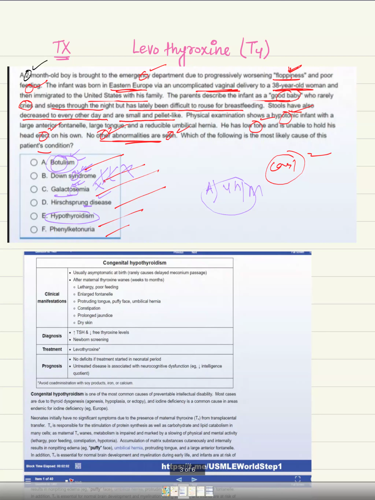The second baby is having bilious vomiting. So these are the two classical symptoms which they will tell you in the exam. These babies are not showing macroglossia, a large fontanelle, or umbilical hernia. These are not typical for Hirschsprung disease.